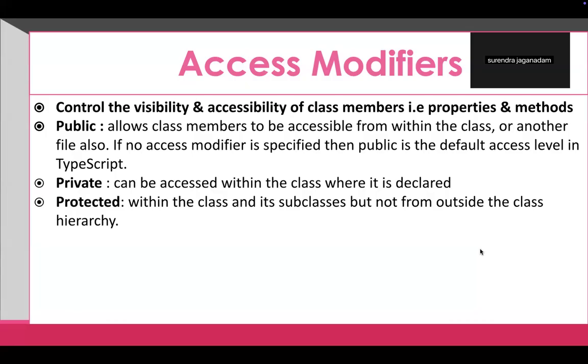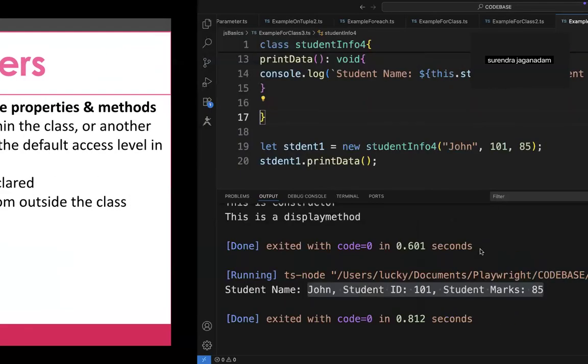If you define something as private, it can be accessed within the same class itself. Outside the class, you can't access that private information. Whereas with protected, within the same class, and if any subclasses are there within the same file, those classes can also access this protected information.